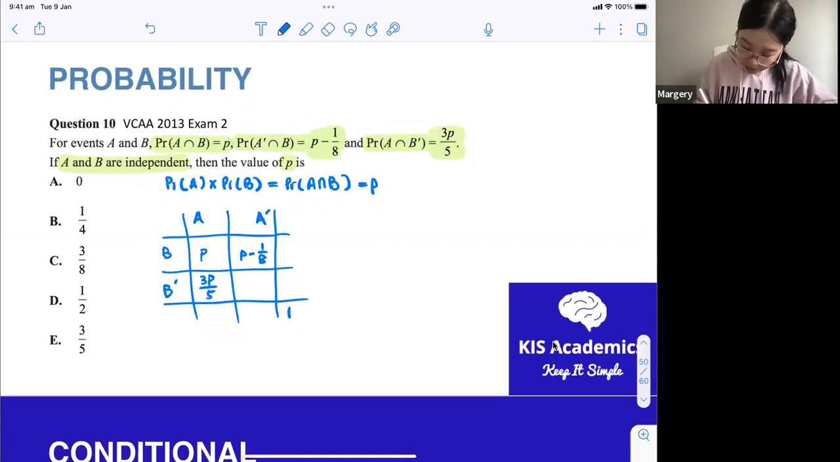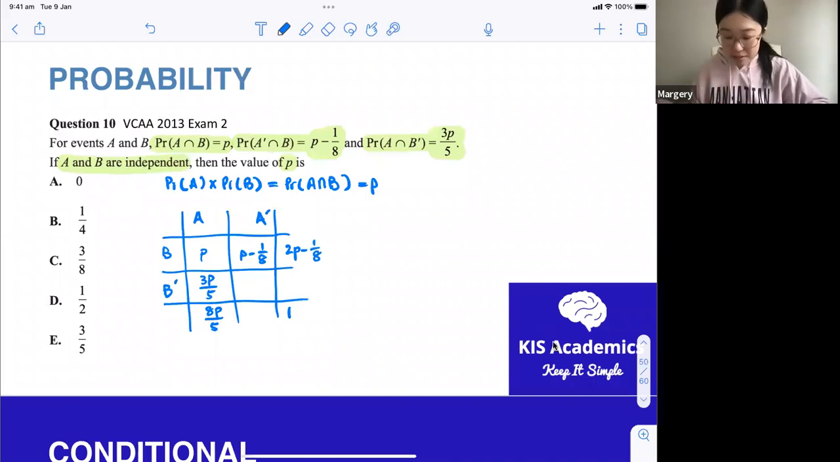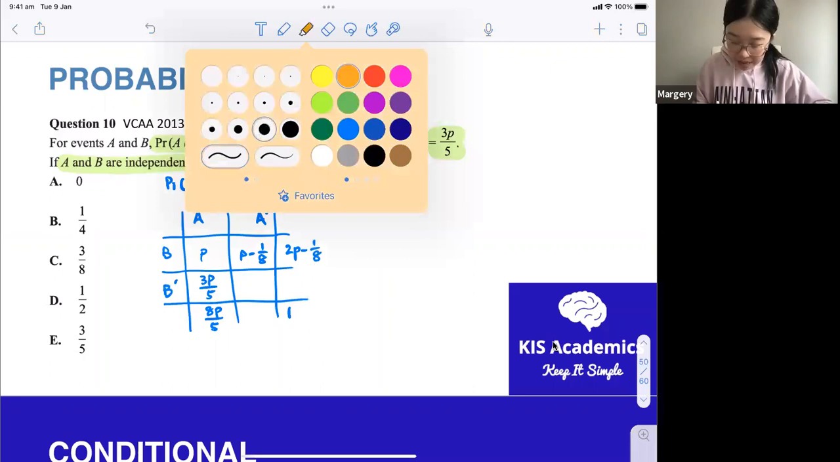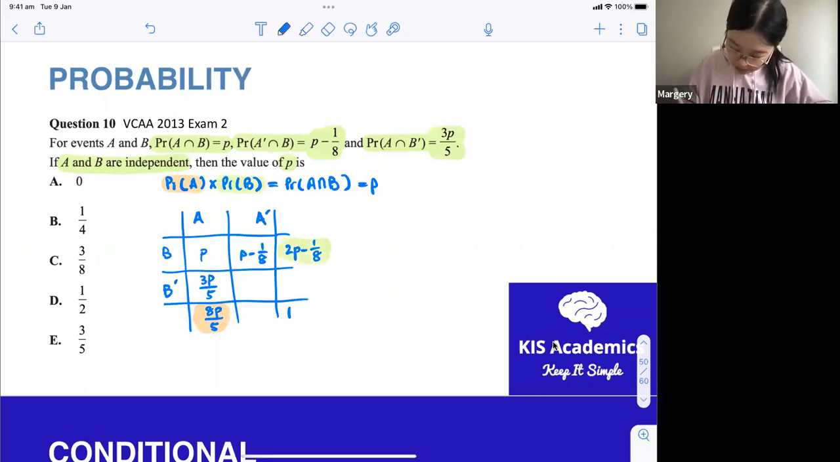We know that probability of A would then be P plus 3P over 5. So that's equal to 8P over 5. So this would be what this bottom space would be, 8P over 5, when I add up these two together. And to figure out my probability of B, this is what would be over here, because this is my B. So I've got P plus P minus 1/8, so I end up getting 2P minus 1/8. We don't actually need to fill out the rest of the table, because what we want to find was probability of A and also the probability of B, which we've already found. So we know probability of A is 8P over 5 and probability of B is 2P minus 1/8. And that is equal to my P.